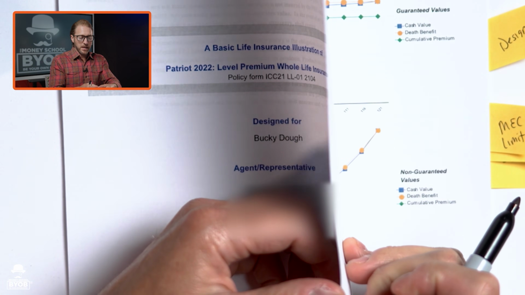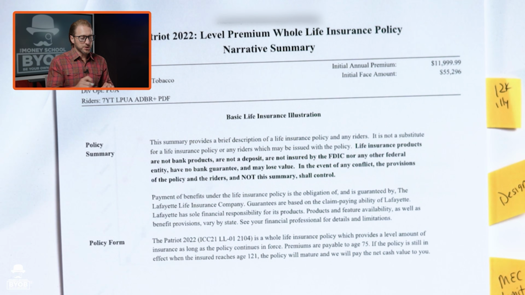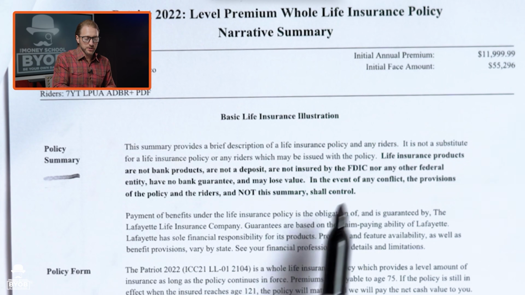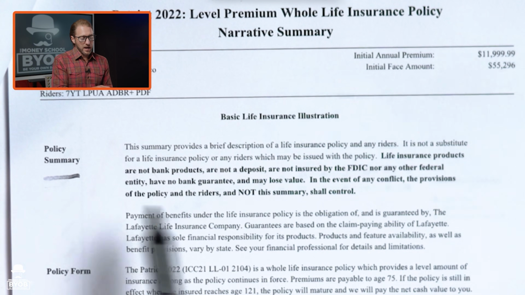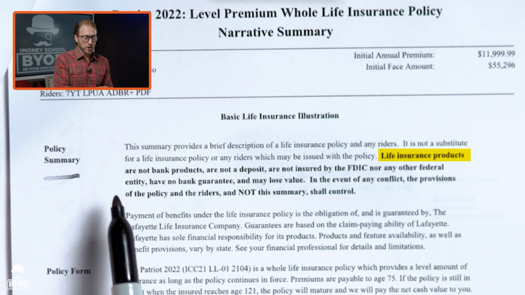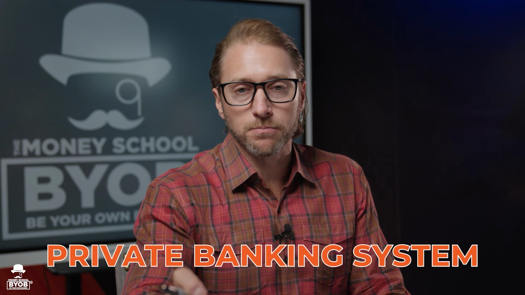As we go into the first page of this illustration, you're just going to get into a policy summary. Now, all this is going to say is essentially that this is life insurance. So this is the most important line of the policy summary. Life insurance products are not bank products. Now, I know we constantly use the term private banking system, but what we're referring to is the process called the infinite banking concept. The policy is a whole life insurance policy that is designed and engineered to maximize cash value in the early years. That's what we do.